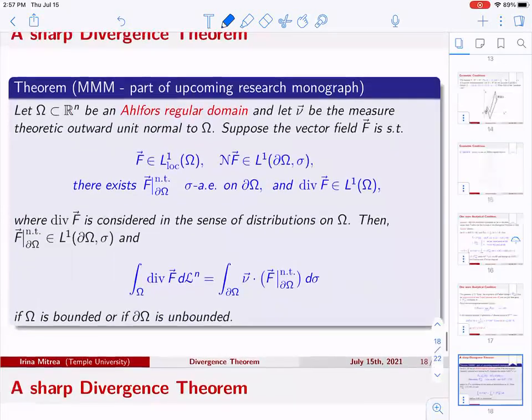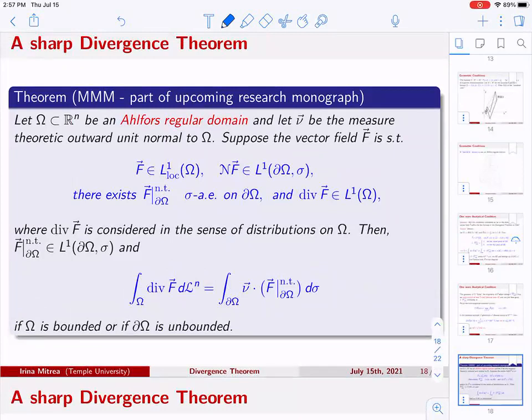And here is the statement of the divergence theorem that I advertised. These are the conditions that I said. F is in L1 log, so that I can talk about the divergence. The non-tangential maximal function is in L1 because of the last counterexample. The geometrical assumption on the domain is that it is an Ahlfors regular domain, motivated by the counterexamples that I've shown you earlier. And we're assuming that the non-tangential trace exists sigma almost everywhere and the divergence is integrable. Under such conditions, the divergence formula holds.